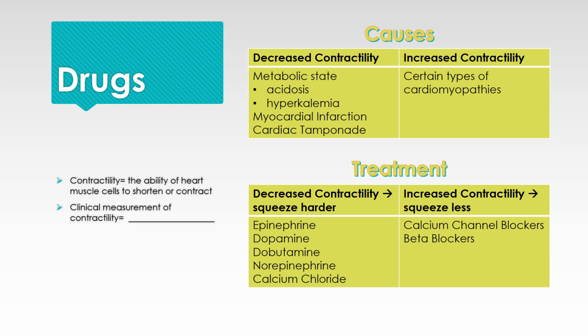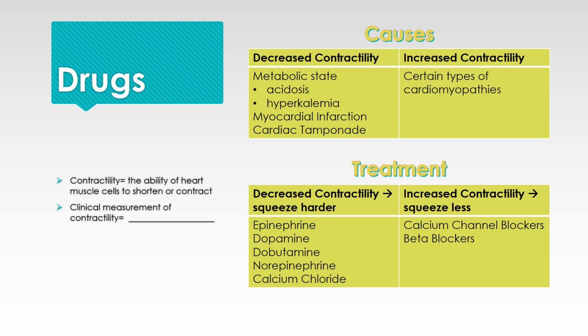Examples of increased contractility, certain types of cardiomyopathies, one being hypertrophic cardiomyopathy, especially in the later stages of that disease, and restrictive cardiomyopathy. Both of those, the heart is squeezing too much and not having enough rest.